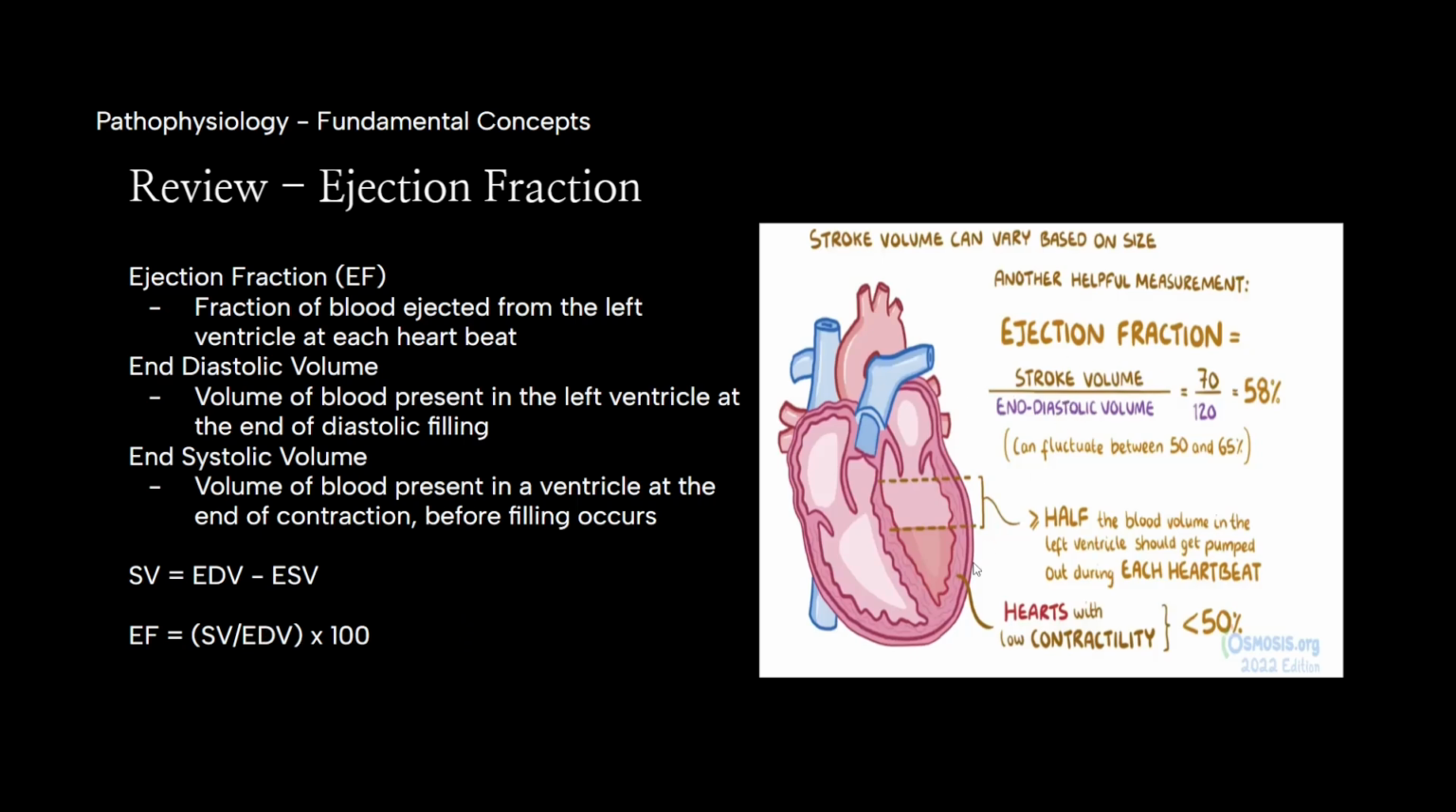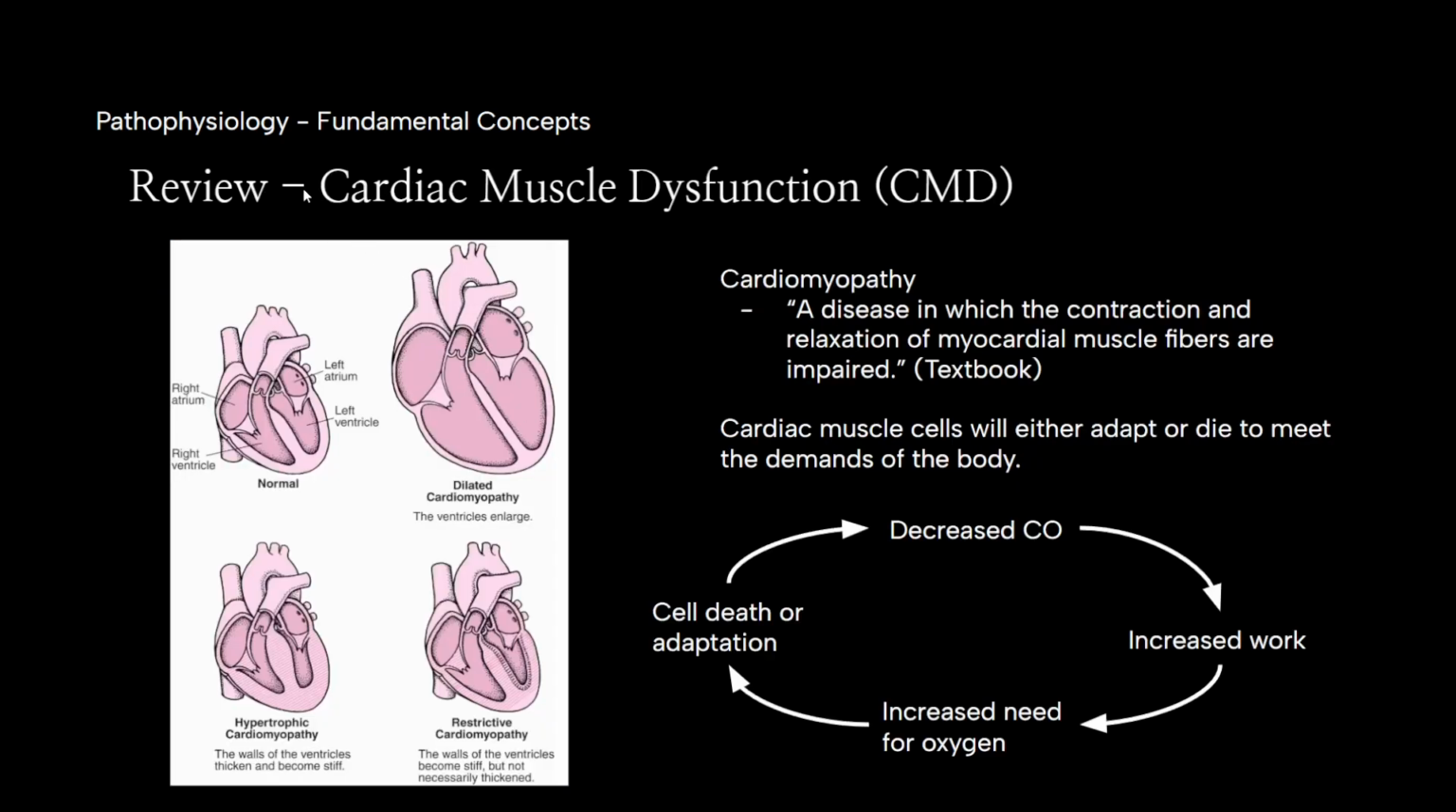So stroke volume is how much blood is leaving per beat. End diastolic volume is basically how much is there at the end of diastolic filling. And the ejection fraction is just the percentage of blood leaving versus how much blood is actually there. And this will come in handy later when we're talking about differences in ejection fraction in systolic versus diastolic heart failure. And then cardiac muscle dysfunction.